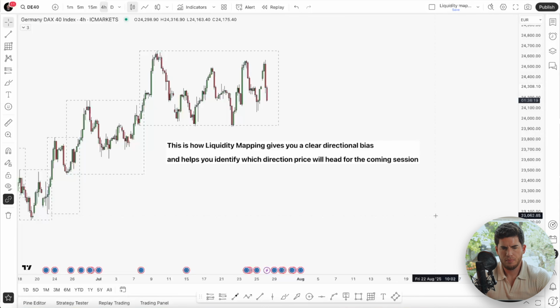This is how liquidity mapping gives you a clear directional bias and helps you identify which direction price will head for the coming session.